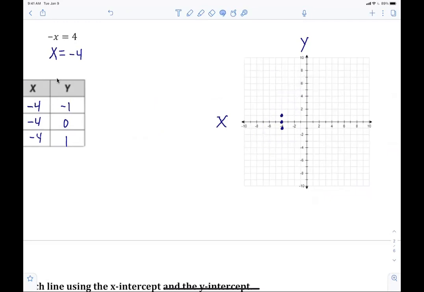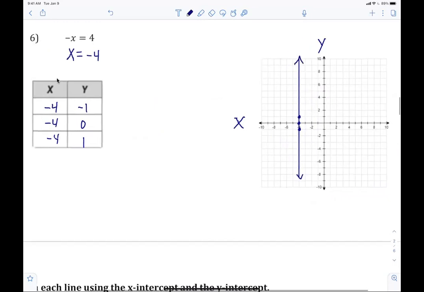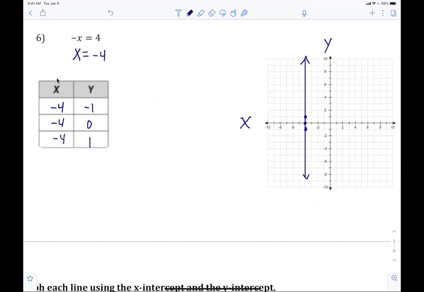And what do we recognize? Vertical line. So any x equals is a vertical line. Any y equals is a horizontal line. Where'd you get -1, 0, and 1? We said x can be -4, so y can be anything. So what are the 3 points that we've been using? -1, 0, and 1. You with me on that? How would you know to put -1, 0, and 1? You could put -2, 0, and 2 if you want.